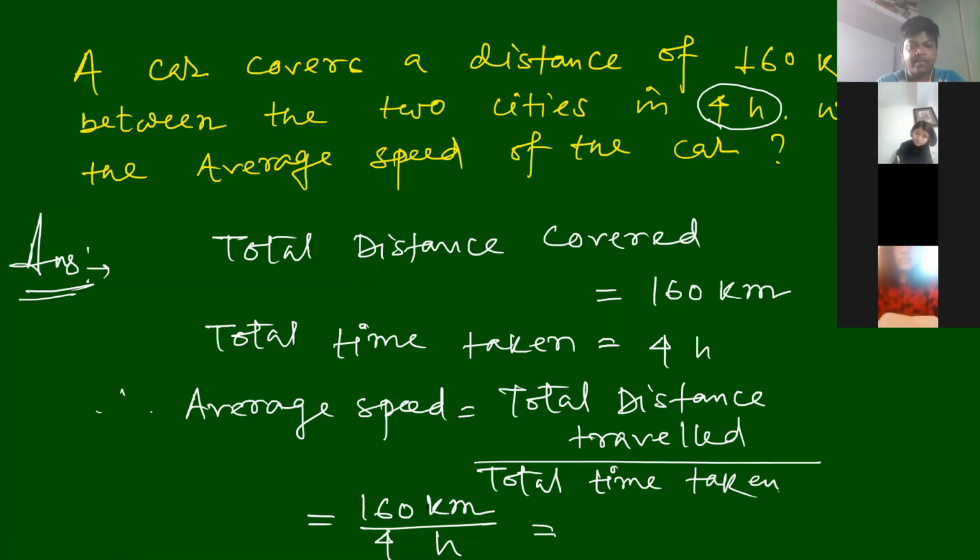Now here the total distance traveled divided by total time taken. I have substituted the values. After the calculation, 4 ones are 4, 4 fours are 16, and the answer is 40 kilometer per hour. So this is the average speed we have got after the calculation. This is the answer.